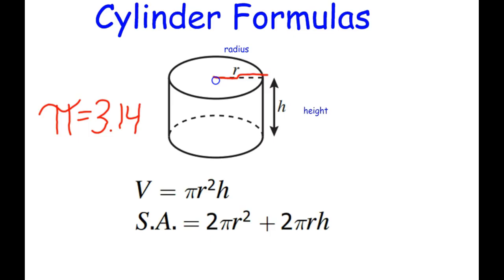For surface area, that formula is 2 times pi times the radius squared plus 2 times pi times the radius times the height. I know it seems long, but if you're writing down the formula, you're plugging in the numbers, then you're doing the math calculations. It's not hard, it's just time consuming. But I want you to take your time, do not rush so that you get it correct.